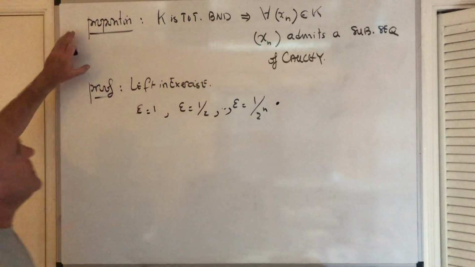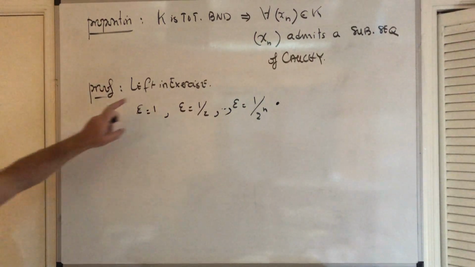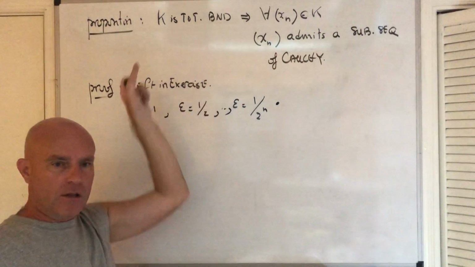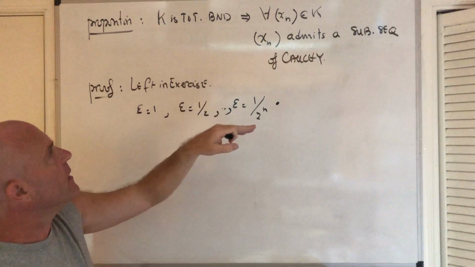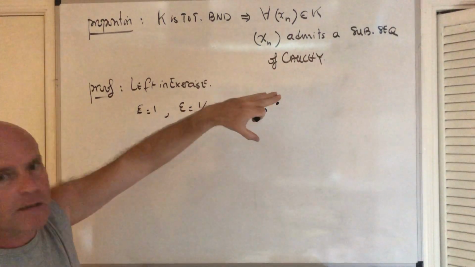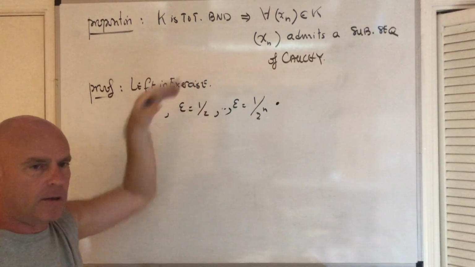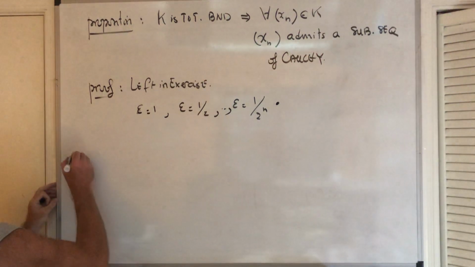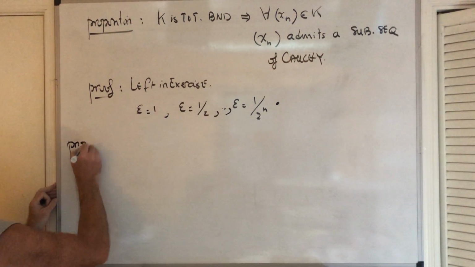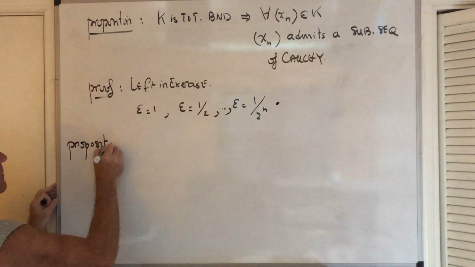So I don't need this proposition in that sense. What I need, I repeat, I need it in the other direction. So if it is sequentially bounded, then it's totally bounded. Now, let's put another proposition.